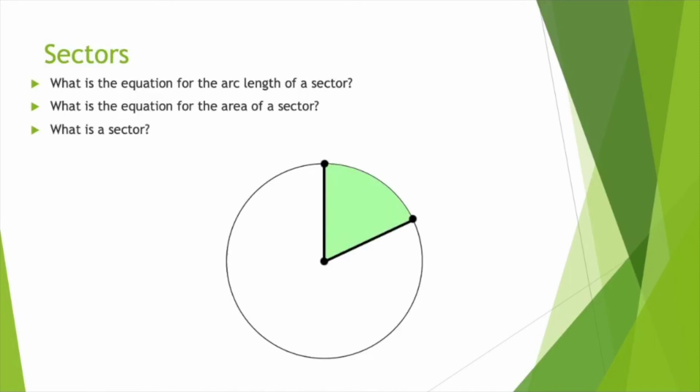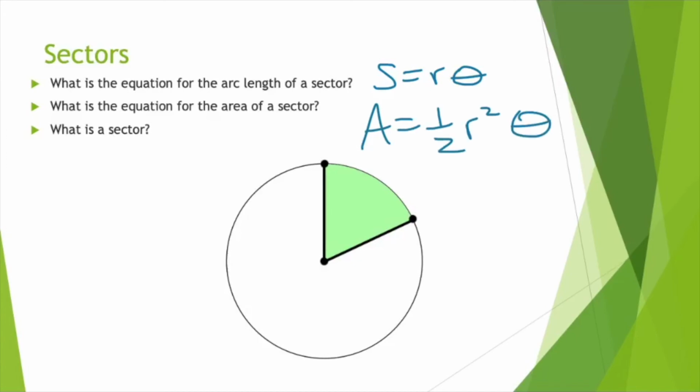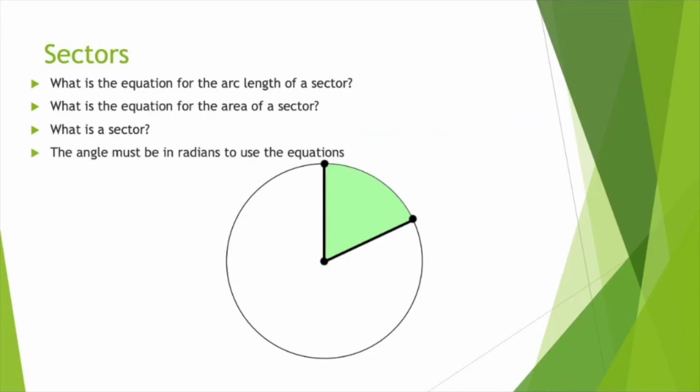So the formula for the arc length of a sector, we just did that a minute ago. That was S equals R theta. And your formula for the area of a sector is A equals 1/2 R squared theta. And a sector is like a piece of pizza or a piece of pie. These two equations only work if your angle measure is in radians.